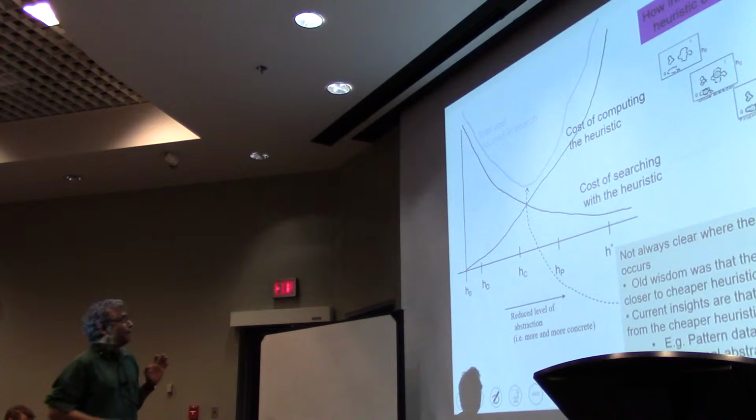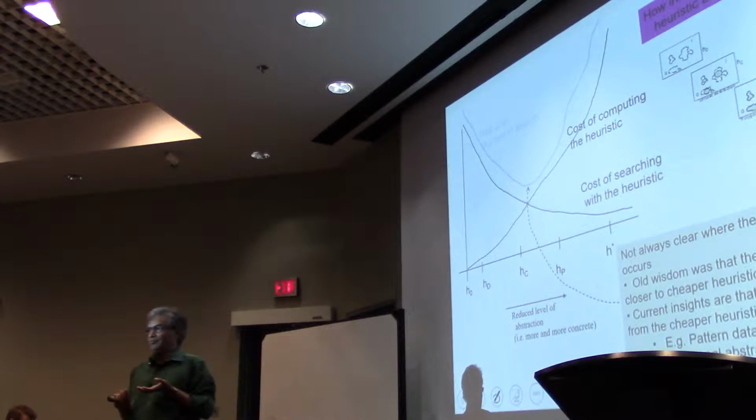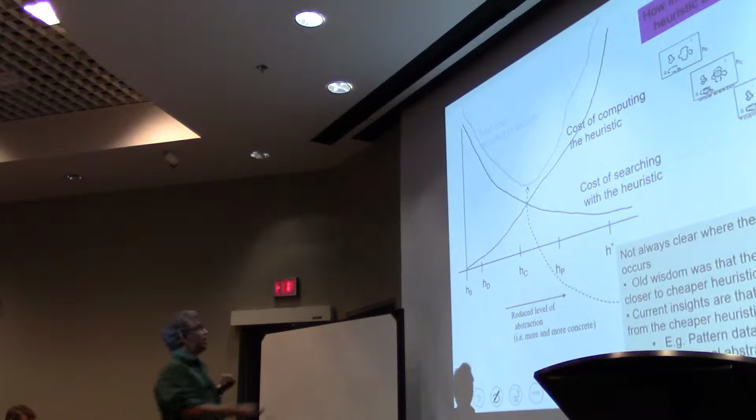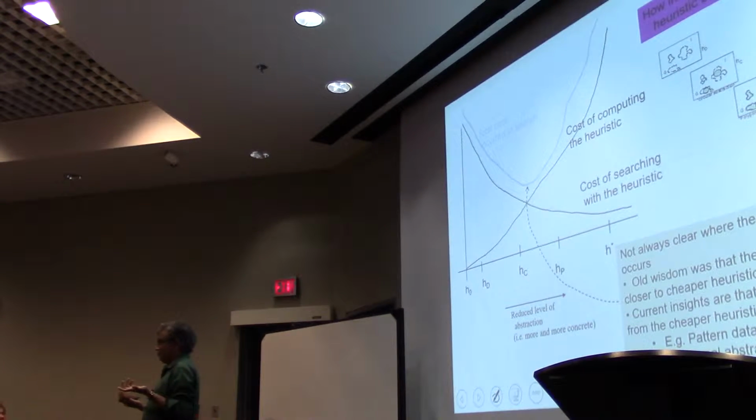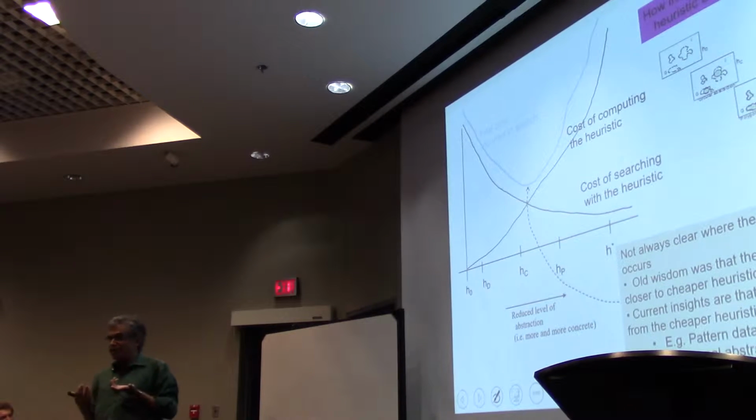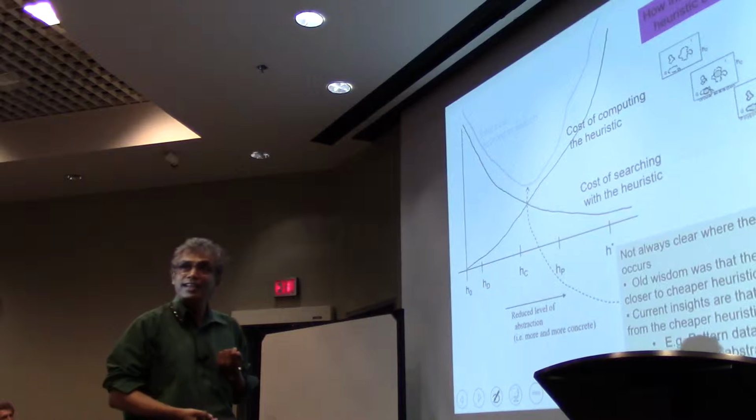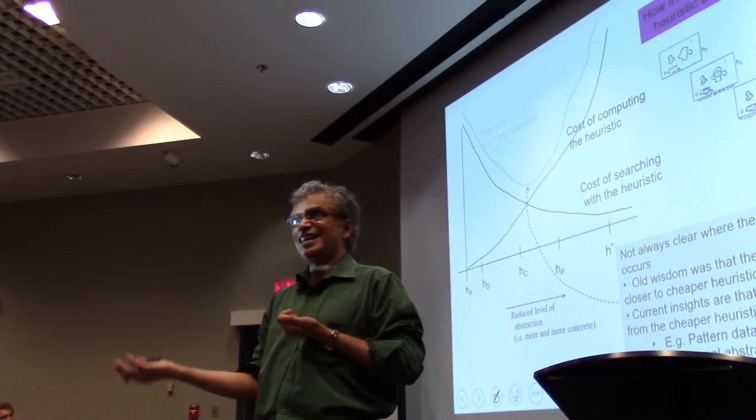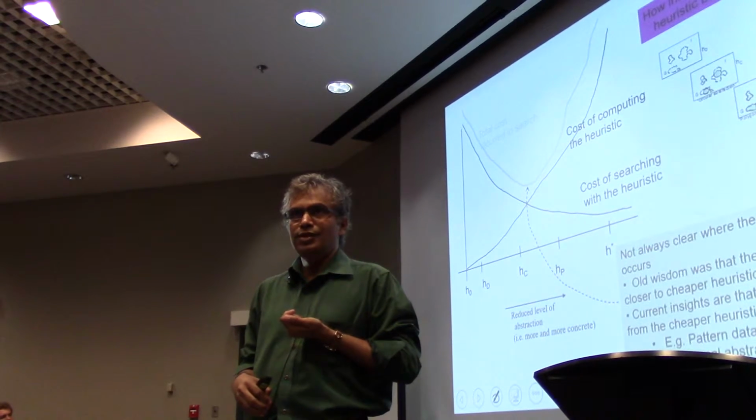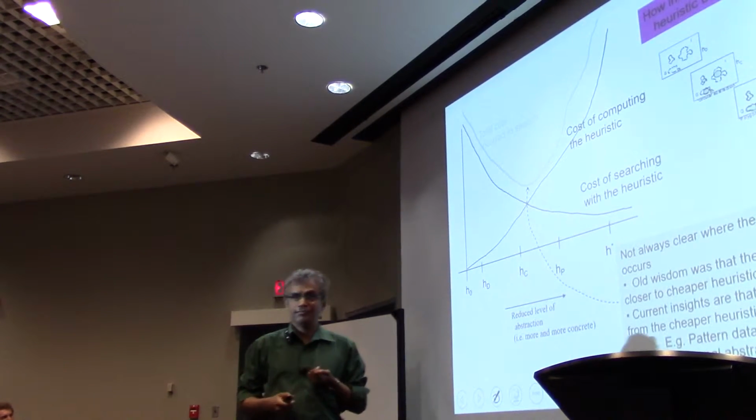Right? So neither this curve nor this curve is what you're trying to minimize. What you're trying to minimize is the summation of those two curves. Because the total cost for A star search is the time you spend on computing the heuristic and the time you spend on expanding the states. There's nothing else left. So if you add up these curves, the curve you get would be like this.